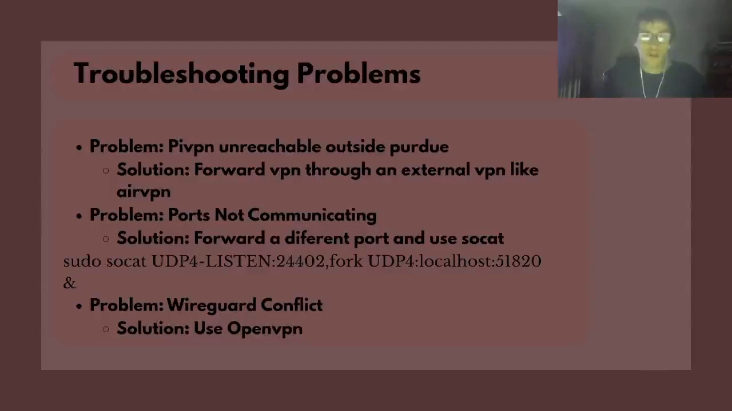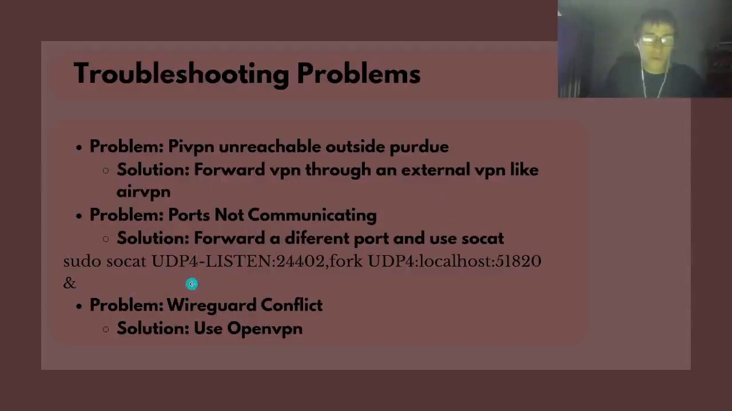During the execution of this Pi project, I encountered numerous problems, and my troubleshooting process for each of them was mostly detecting network errors. So the first problem I encountered was that the Pi VPN was unreachable from outside of Purdue. Now, I knew this was going to be a problem going in because of my operating on a subnet, and the solution I found was to forward VPN through an external VPN. Well, I used AirVPN in this case, which ended up being a very good solution, however not without its own problems. Here they are.